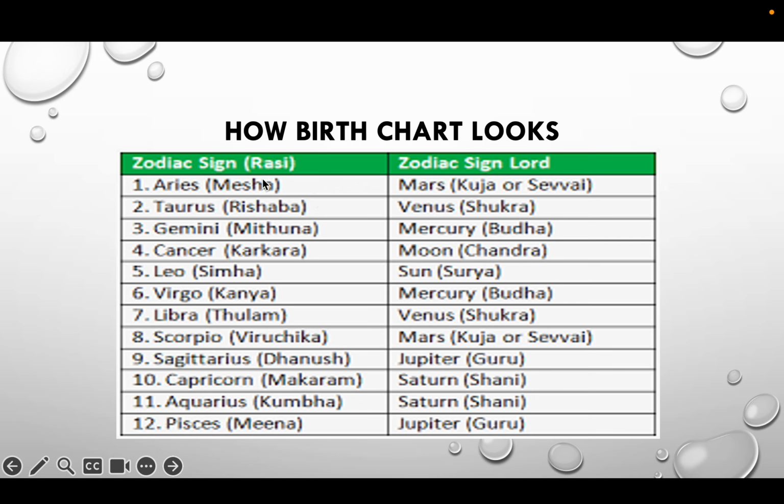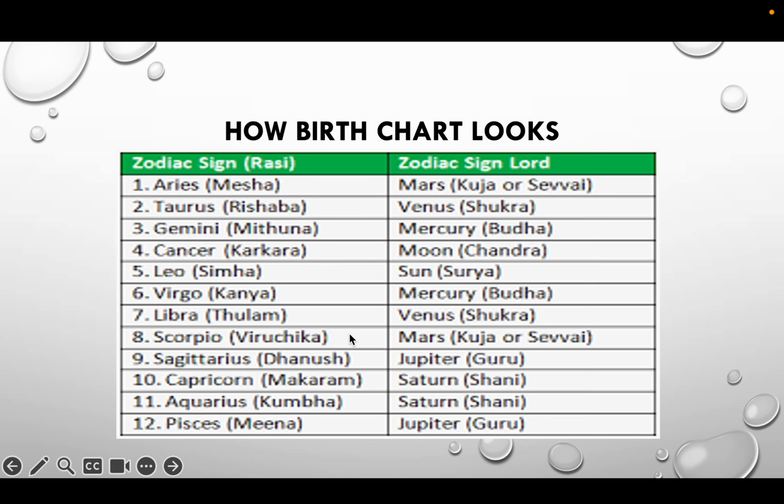Okay. Now each zodiac sign has its sign lord. Aries has Mars as its sign lord. Taurus has Venus as its sign lord. For Gemini, Mercury is the sign lord. For Cancer, the Moon is the sign lord. For Leo, the Sun is the sign lord. For Virgo, Mercury is the sign lord.